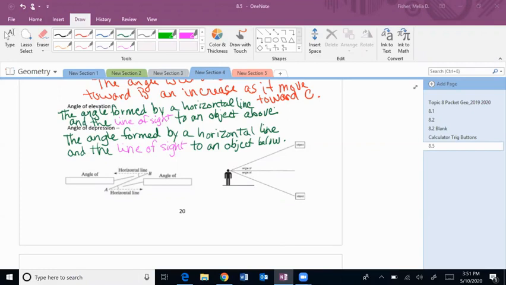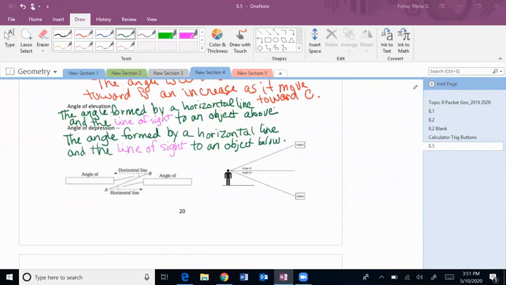But the angle of elevation is the angle formed by a horizontal line and the line of sight to an object above. And an angle of depression is the angle formed by a horizontal line and the line of sight to an object below. So we're talking about line of sight.